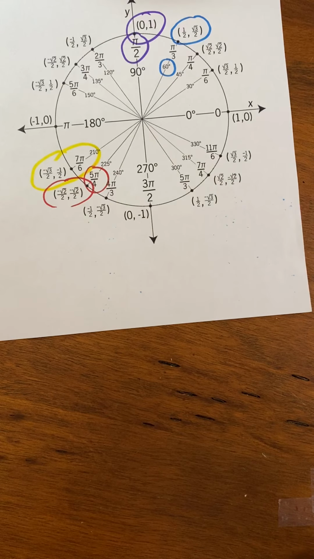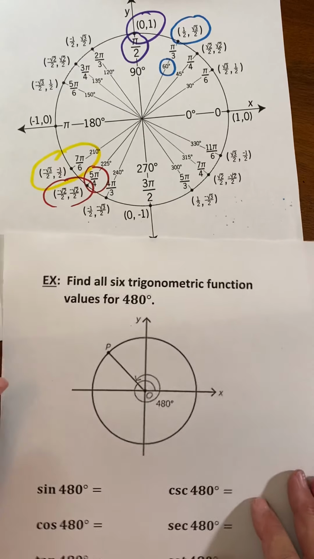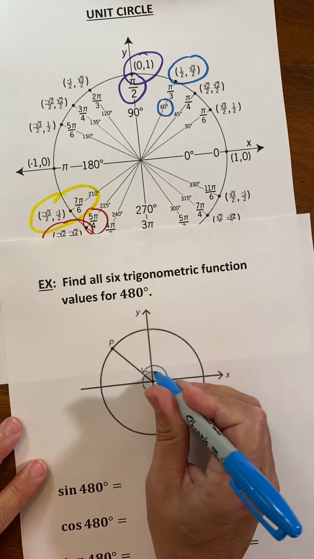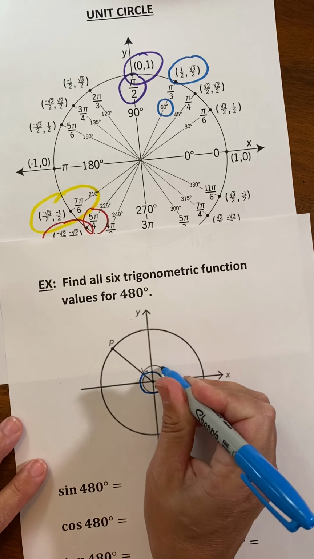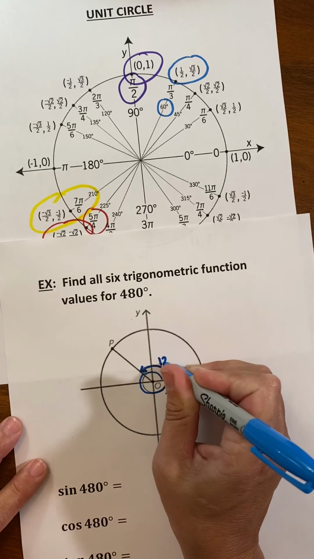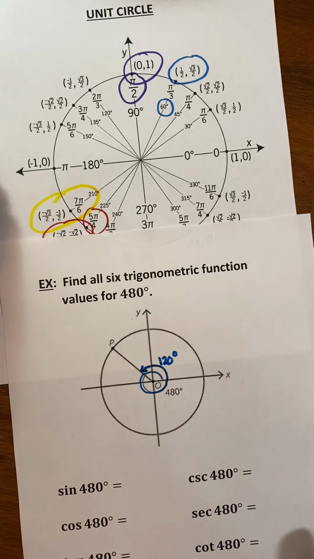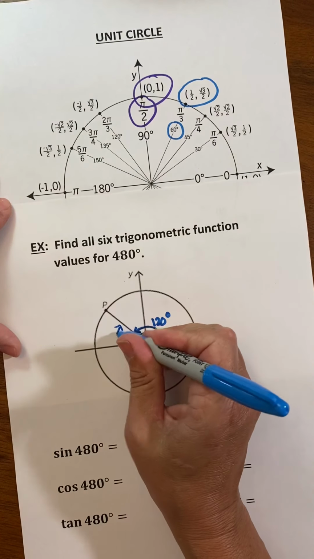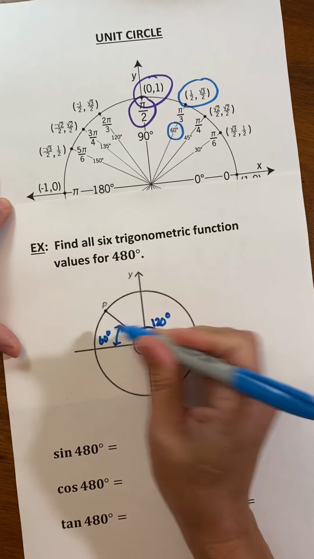Well, let's look at 480 degrees. 480 degrees is not on my circle at all. But if I go 360 degrees, and I have to go how much more? 120 degrees. So we can either use 60 degrees or 120 degrees. Actually, I'm going to go with 120.